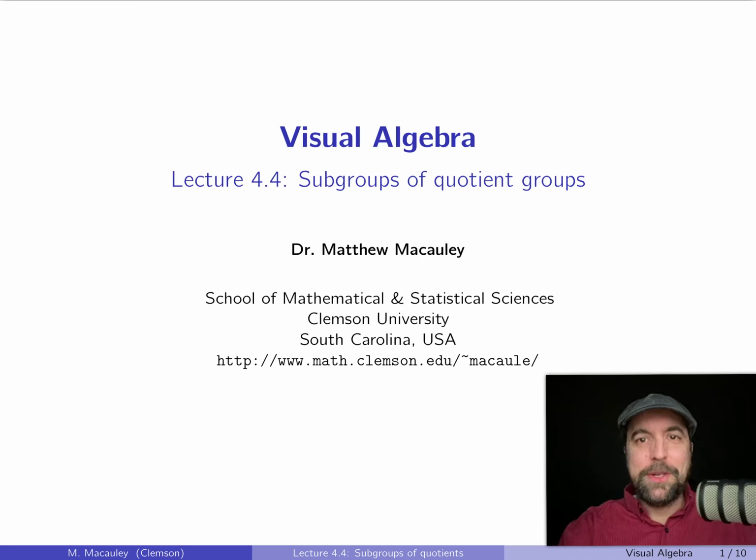Welcome to Visual Algebra Lecture 4.4, Subgroups of Quotient Groups. In the previous lecture, we proved the first of the four isomorphism theorems, the fundamental homomorphism theorem. It says that every homomorphic image is a quotient. The next natural question to ask is, what can we say about the structure of a quotient? In particular, what are its subgroups? Which ones are normal? What are the conjugacy classes? These questions and more are addressed by the next isomorphism theorem, the correspondence theorem.